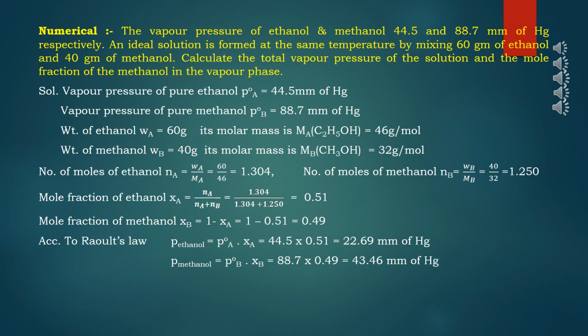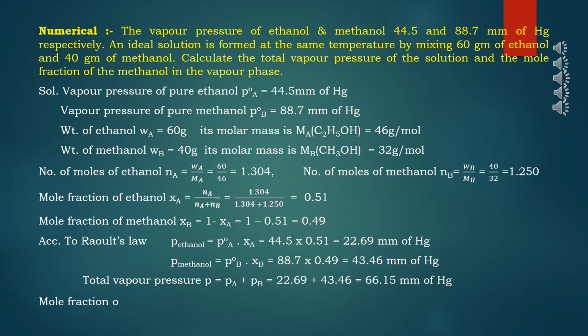So from the pressure of both the components, now we have to find out the total vapor pressure. P is equal to Pa plus Pb. By putting the values of both the vapor pressures, that comes out to be 66.15 mm of mercury. So now we can find out the mole fraction of methanol in vapor phase by applying the formula P methanol divided by total vapor pressure. So the pressure of methanol is 43.46 mm of mercury divided by the total vapor pressure, that is 66.15. It comes out to be 0.657.